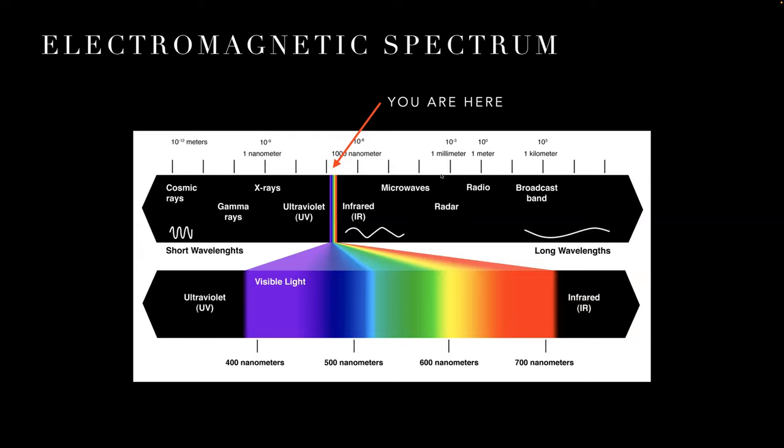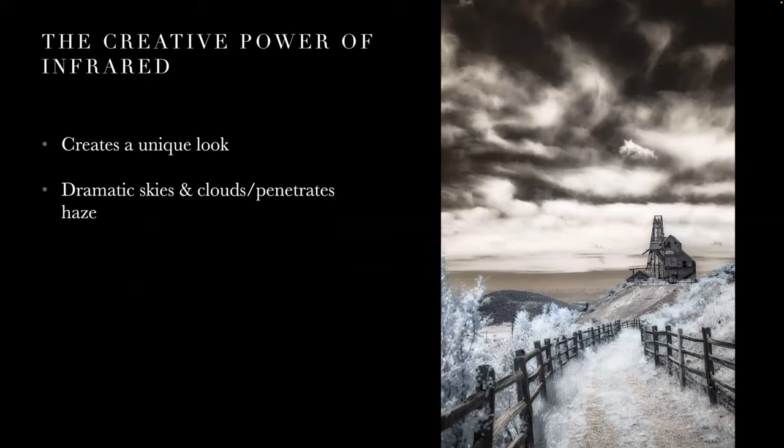Now, infrared photography is an incredibly powerful creative tool, and it's one of the reasons why I really enjoy it. Okay, so there's a shot that I got with an infrared camera here in Colorado, but obviously you can tell that it just creates a unique look to your images. Skies and clouds become more dramatic. Infrared light can penetrate haze. So if you've got a lot of hazy moisture in the air, it can penetrate that and clean up haze that would look bright and hazy in a visible spectrum camera.